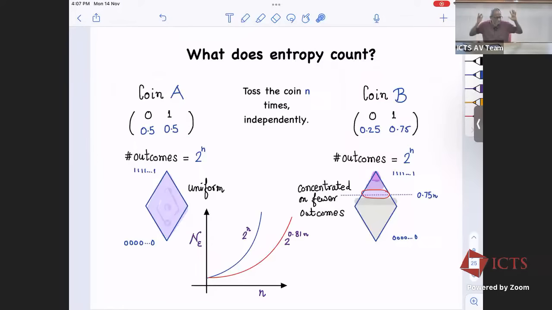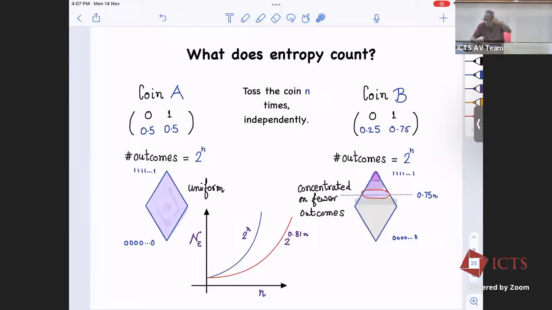Now, if you have an unbiased coin, the possibilities can be any pattern of zeros and ones: all heads, all tails, or the first half heads and the next half tails. All of them have probability 1 over 2 to the n. Whereas if you have a biased coin, then the all ones sequence has probability 0.75 times 0.75 times 0.75, whereas the all zero sequence has probability 0.25, 0.25, 0.25. The number of outcomes in both cases is 2 to the n, but in one case it is uniformly distributed, whereas in the other it is heavy towards the top. Strings which have more ones become heavier.